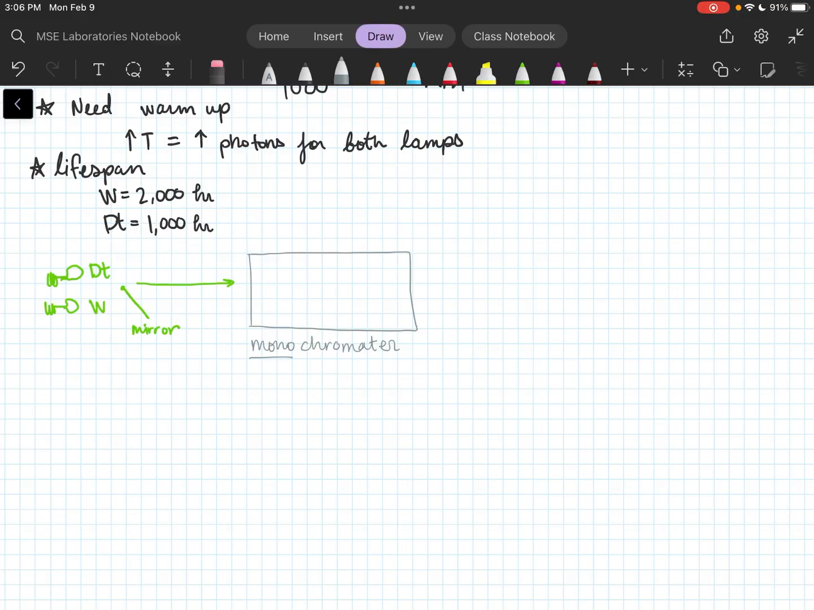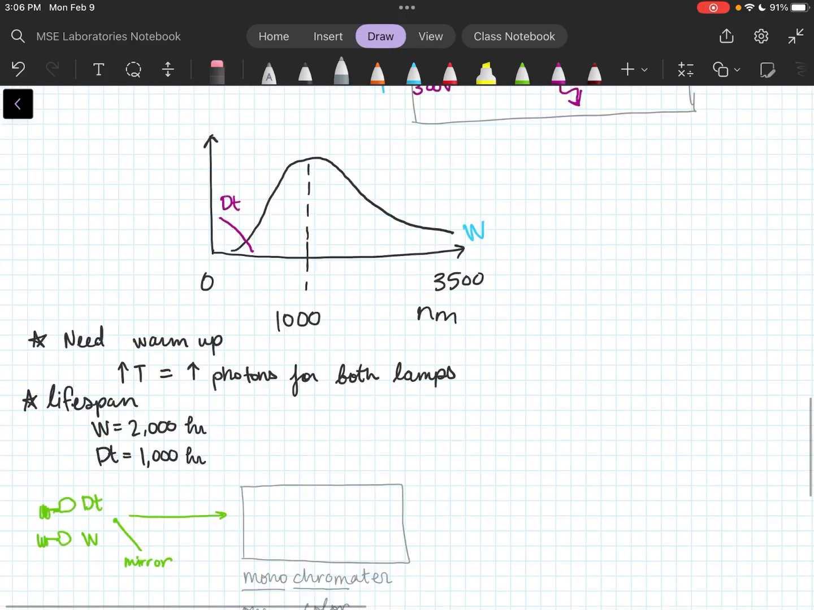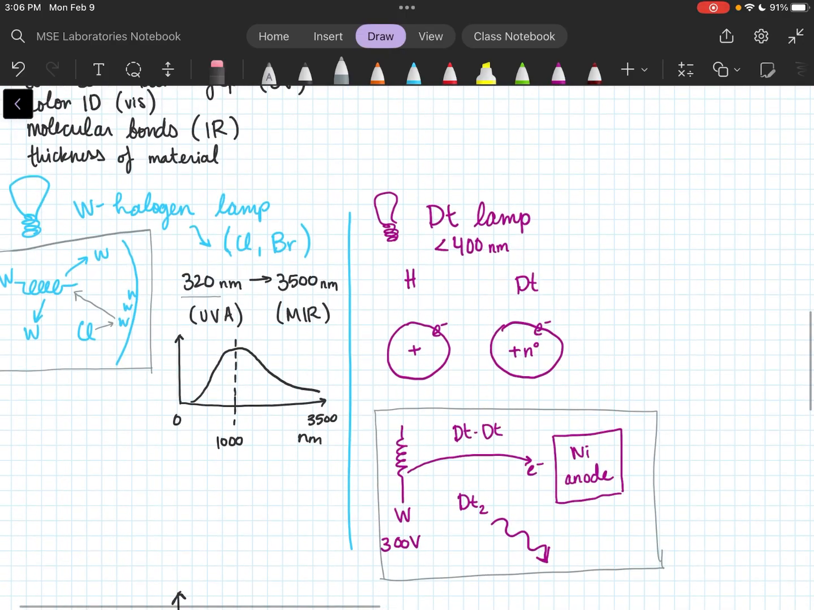Do you know what mono means? One. Monochrome means one color. And while not everything we're doing on a UV-Vis is color related, like UV and IR, we stop talking about color and are more talking about just wavelength. But what a monochromator does is it helps us select which wavelength we're going to grab.